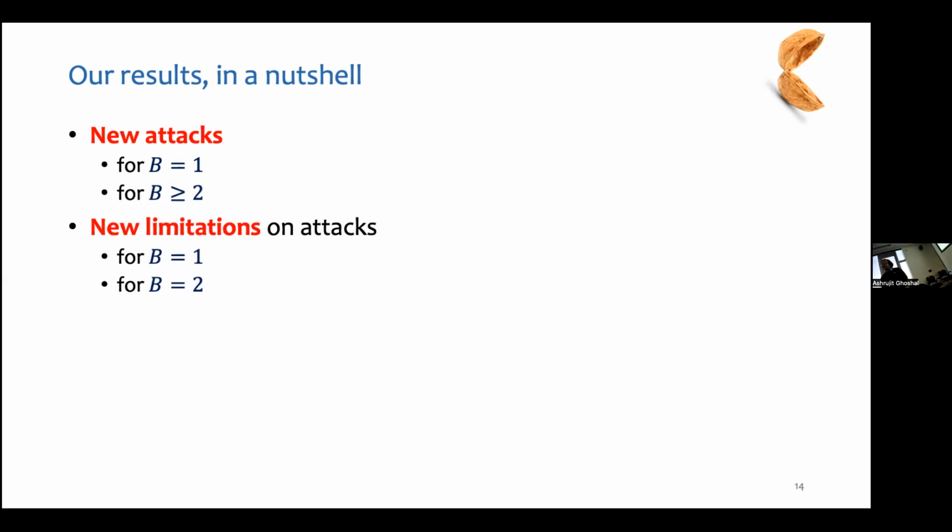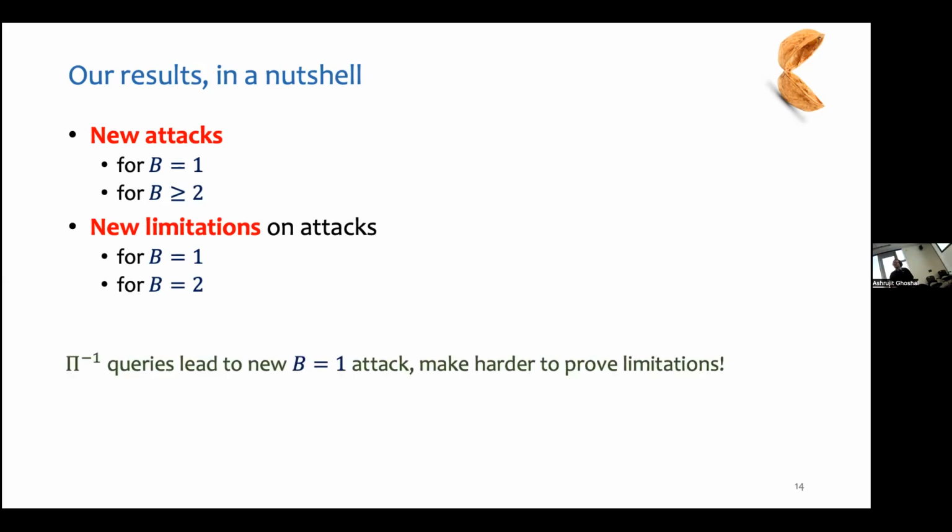So one key takeaway from our results was this ability to query this permutation in both forward and inverse direction actually leads to new attacks, analogs of which don't exist for Merkle-Damgård. But also at the same time, this makes our job much harder in proving limitations.